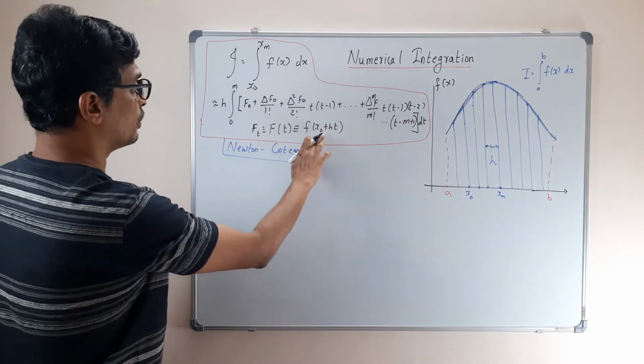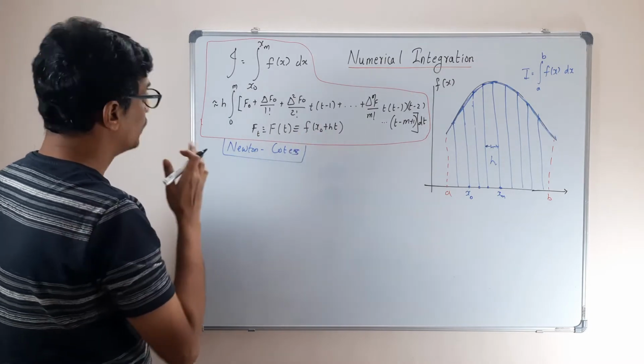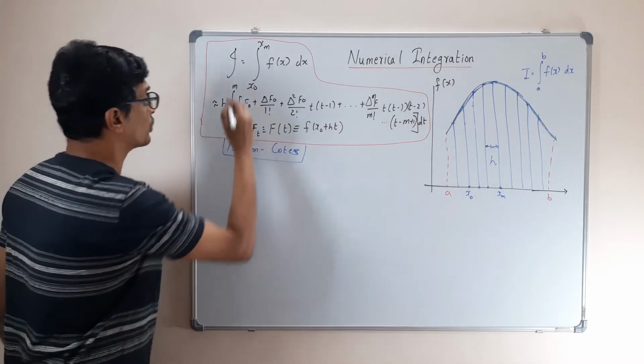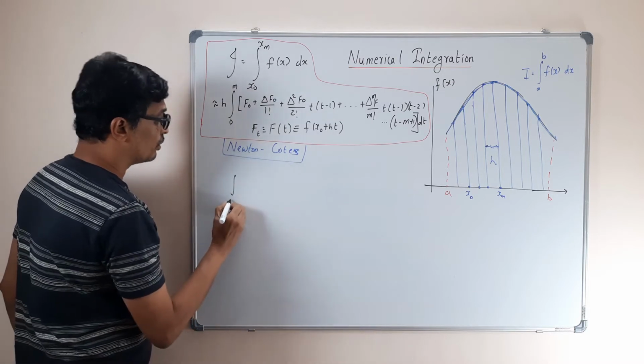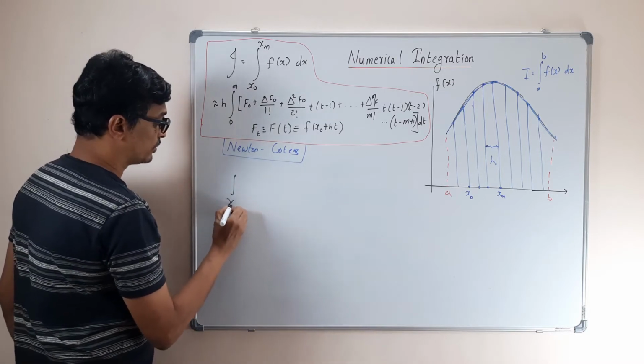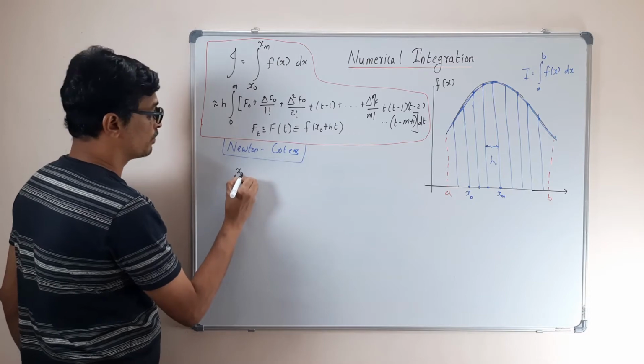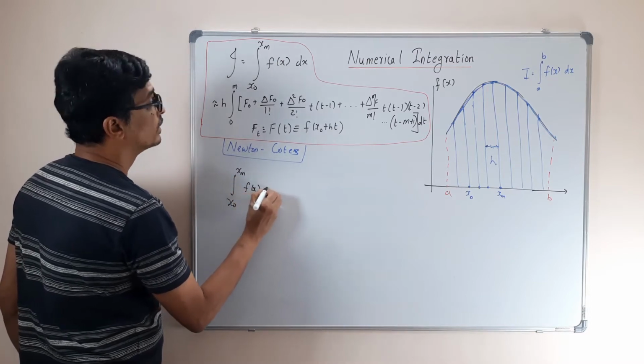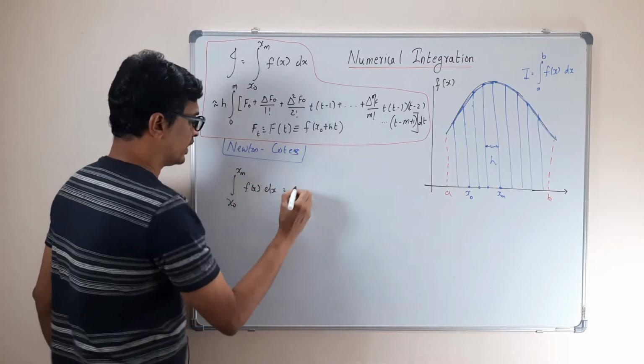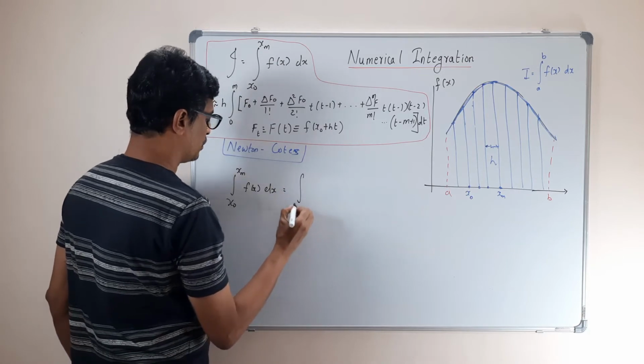So this is how the x and t are connected. For example, let us take the integration of f of x dx from x0 to xm.